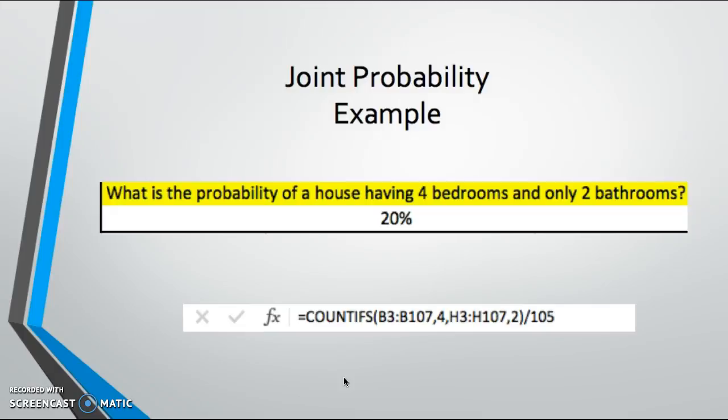Now, with that being said, only 2 bathrooms means that there's no more than 2 bathrooms and no less than 2 bathrooms.